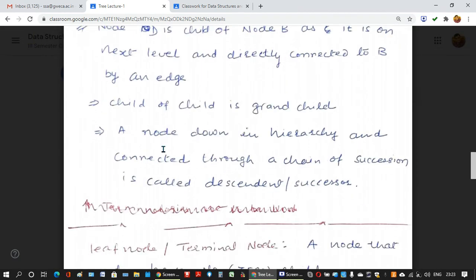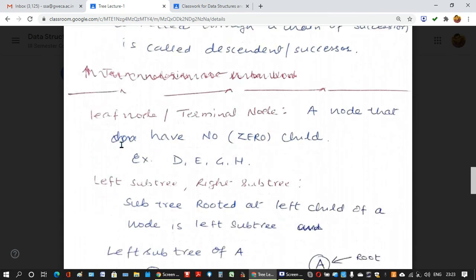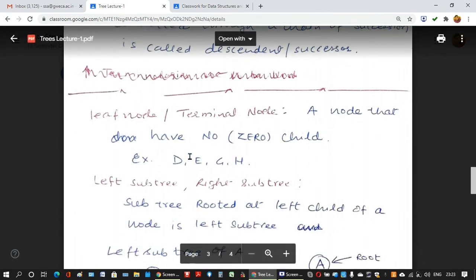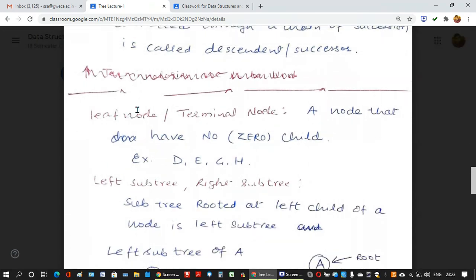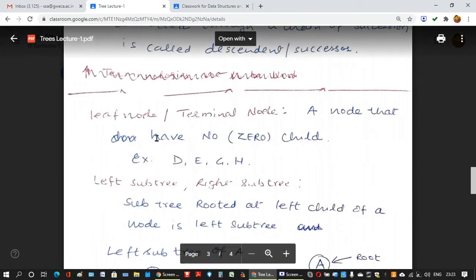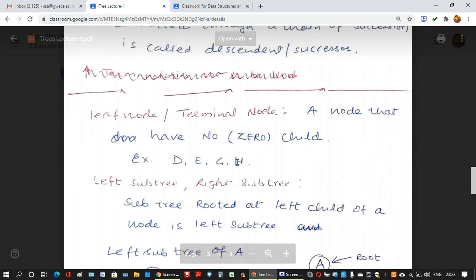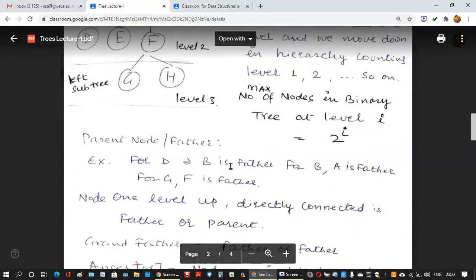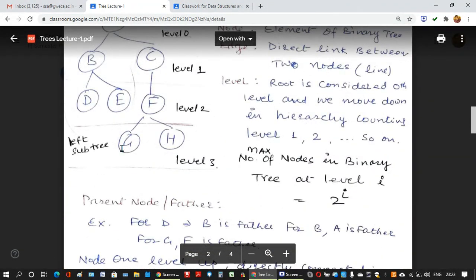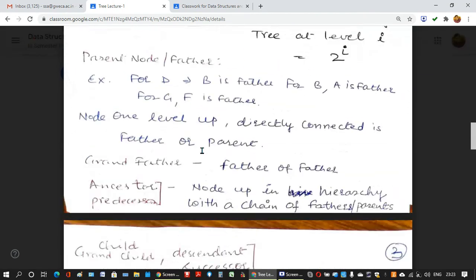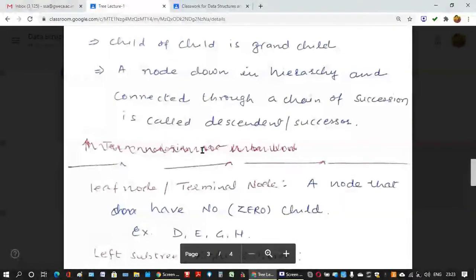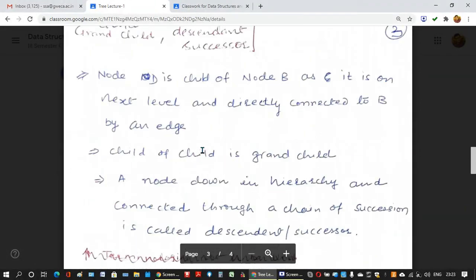You can study. I have explained it. Now we move here. What is called a leaf node or a terminal node? A node with zero children is called a leaf node or a terminal node. So you can see here D, E, G, H. They don't have any child. They are called leaf nodes or terminal nodes. So these terminologies are used.